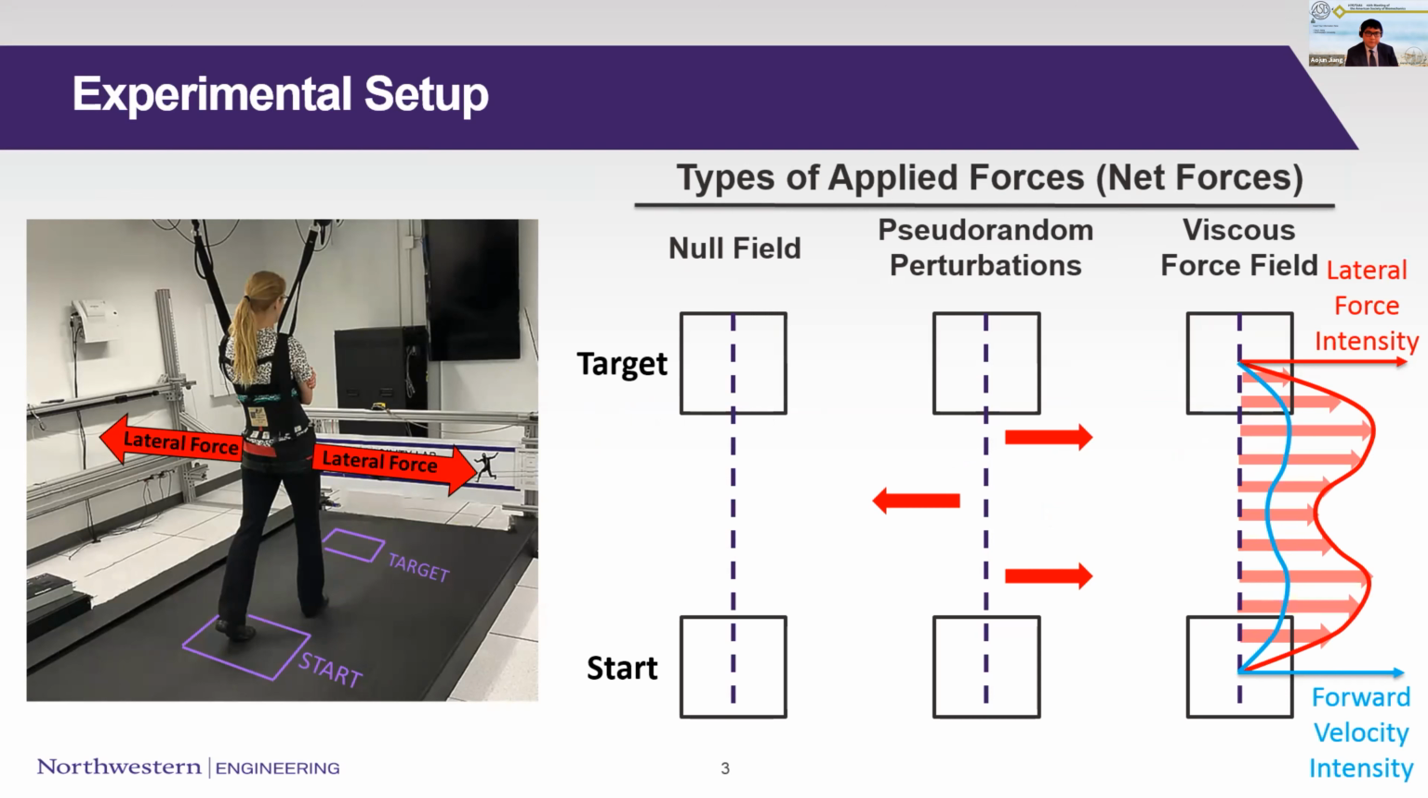Pseudorandom perturbations were impulsive lateral forces applied to the participant that had unknown lateral directions, magnitude, and frequency. Finally, in the consistent viscous force field, the lateral forces applied were proportional to participants' forward velocity. We call this field a consistent viscous force field since the gain between forward velocity and applied lateral forces was a constant.